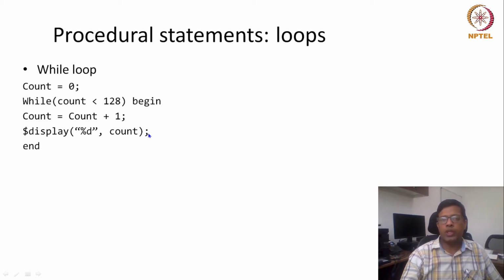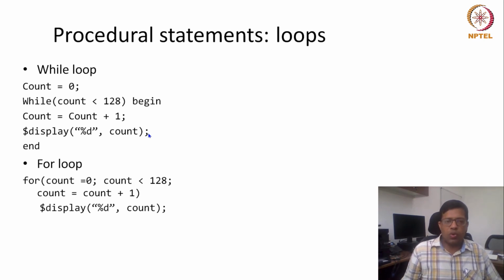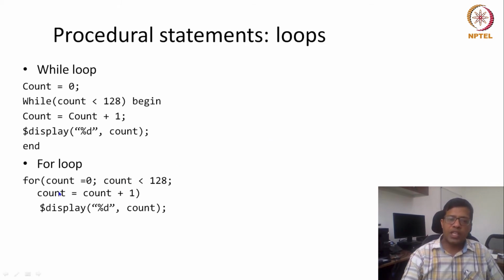Similar to the while loop, there can also be a for loop. The for loop syntax is exactly the same as the syntax in C. So you can write for, then the initialization part, then your logical expression, and then the increment or decrement part. The only thing is that the unary operator is not there in Verilog, so you have to write count equal to count plus 1 or something similar. Because there is only a single statement, I'm not using begin and end. I can write the single statement the way it is.